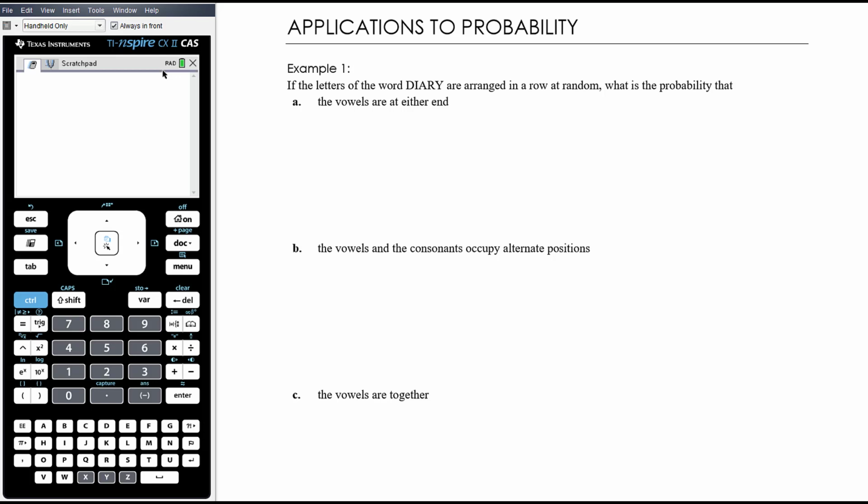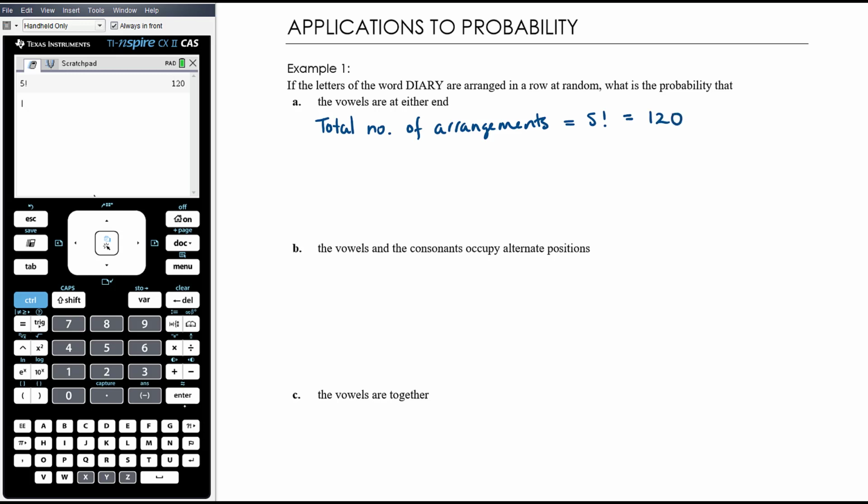Okay, so let's first of all calculate the total number of arrangements because we're going to need that as the denominator of our probabilities. Total number of arrangements is going to be, we have 5 letters and we can arrange them in any order, so 5 factorial. Oh, sorry, we want 5 factorial, which is 120.